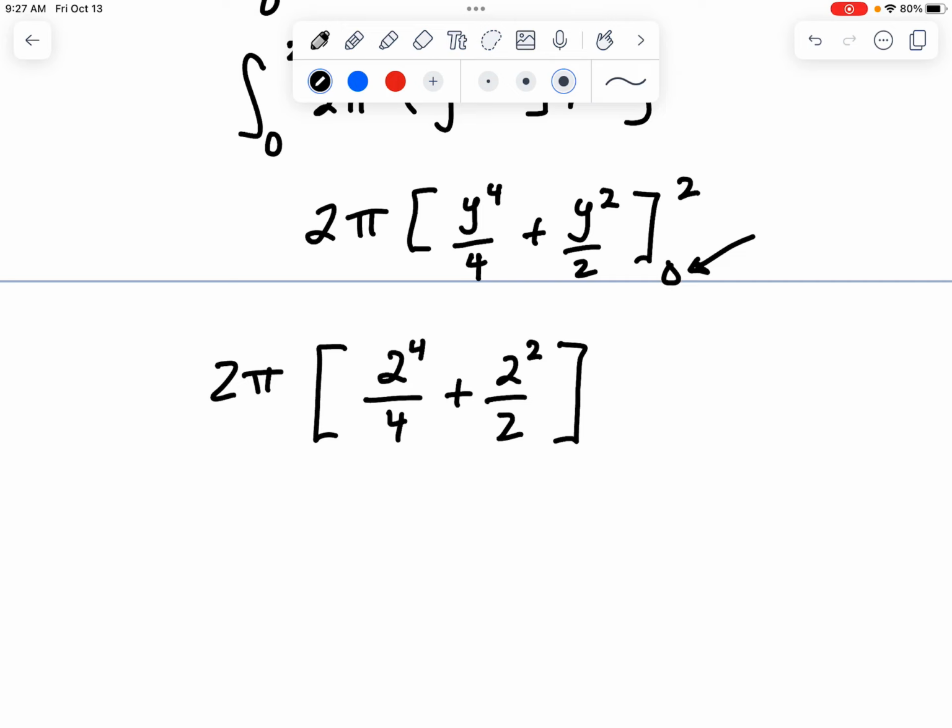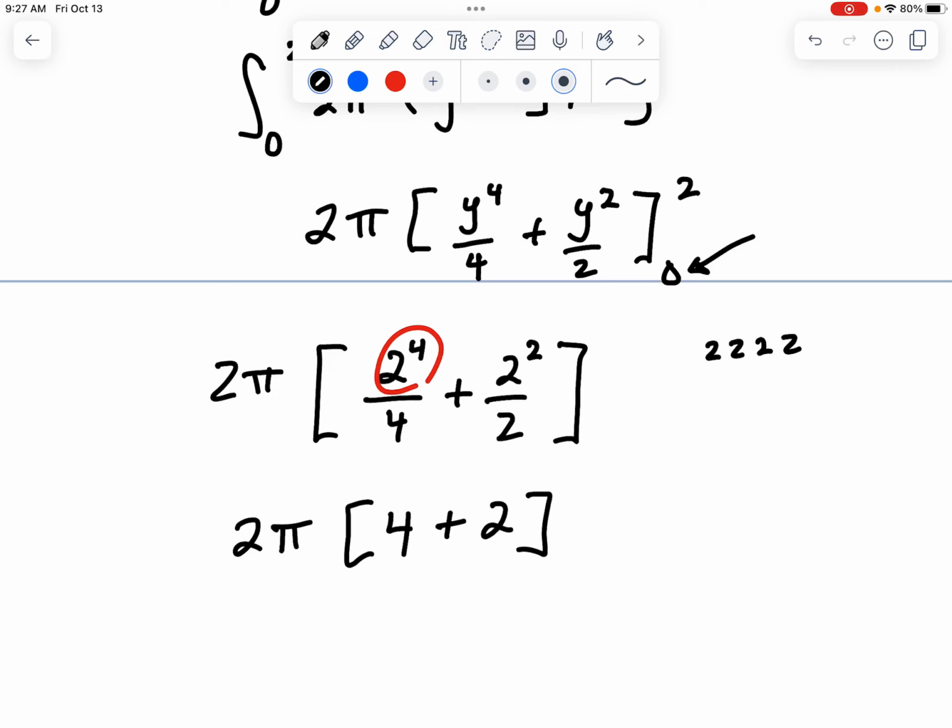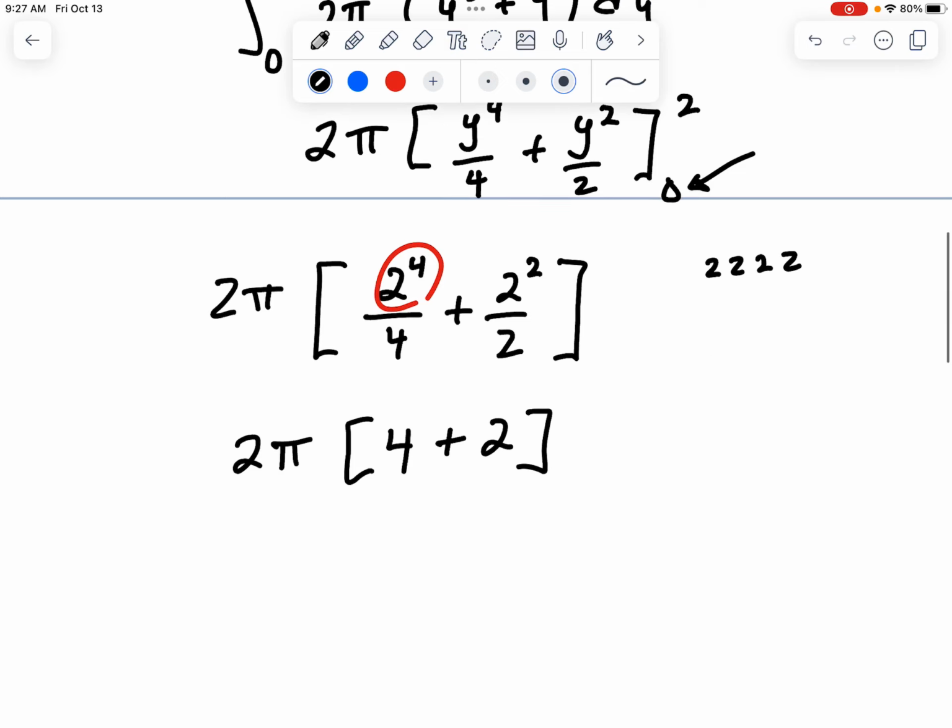So what's 2 to the fourth? 2, 4, 8, 16. So this one is 16 divided by 4, and 16 divided by 4 is going to be a 4. And then for the second fraction, that will be 4 divided by 2. And so all we're left with in the brackets is a 6. And 6 times 2 pi is 12 pi.